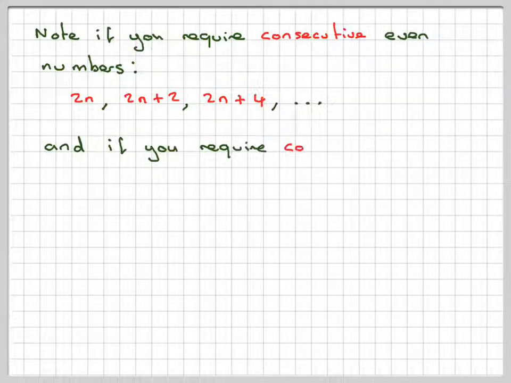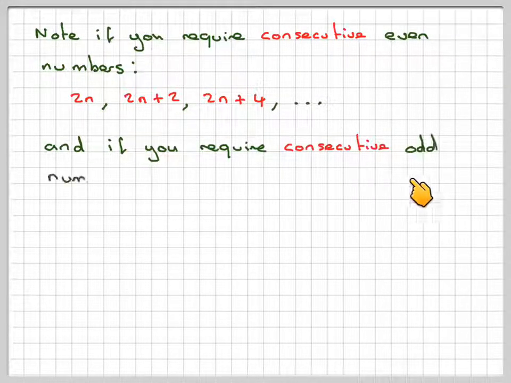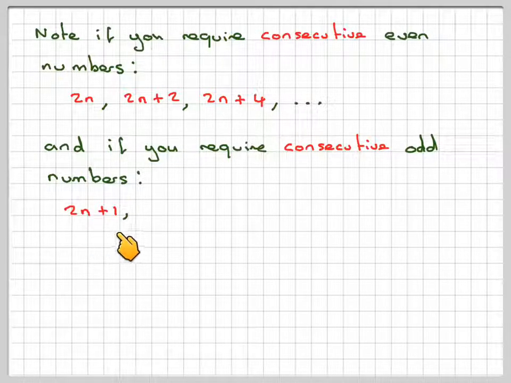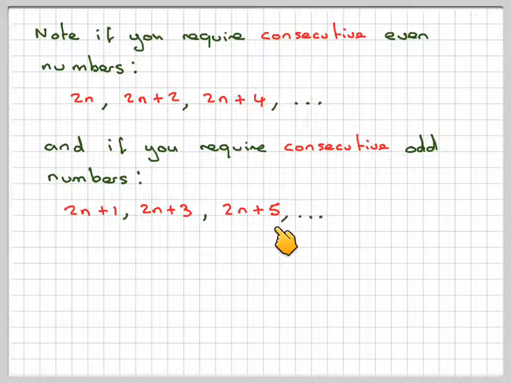And if you required consecutive odd numbers, then the first one is 2n plus 1, the next one will be 2 more, which is 2n plus 3, and then this will be 2 more than this one, which is 2n plus 5. So this has been a video to show you how to show algebraically consecutive numbers, and also consecutive even numbers and consecutive odd numbers.